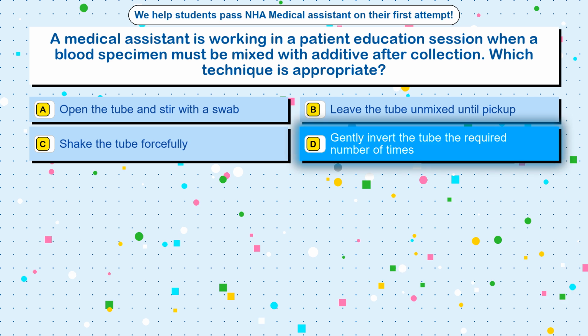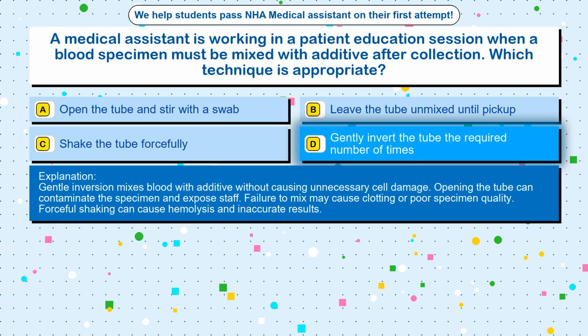The correct answer is option D. Gently invert the tube the required number of times. Gentle inversion mixes blood with additive without causing unnecessary cell damage. Opening the tube can contaminate the specimen and expose staff. Failure to mix may cause clotting or poor specimen quality. Forceful shaking can cause hemolysis and inaccurate results.